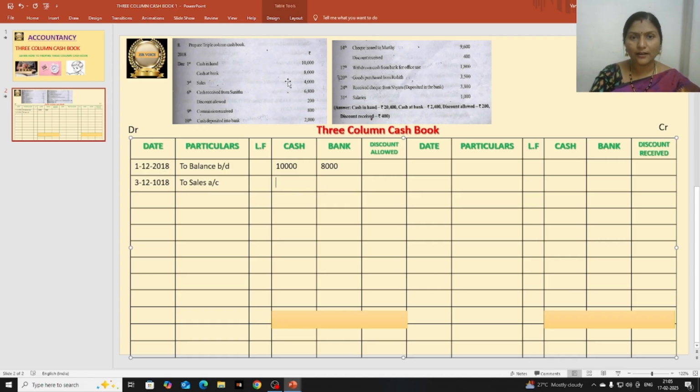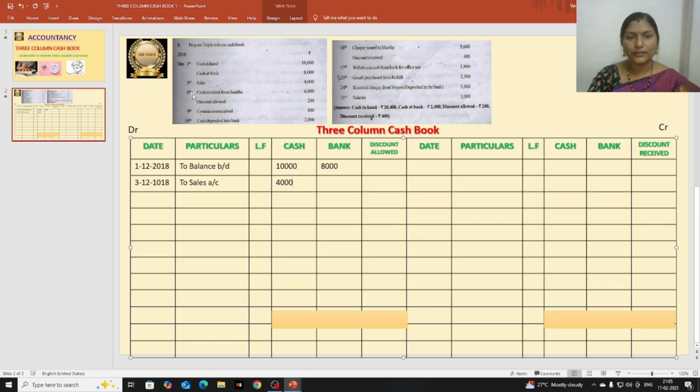Okay. Let us move and record in cash column. You can see here 4,000. What is the amount for sales? 4,000 only. So I am writing 4,000 in cash column. Let us go and discuss the next one. 6th date. Cash received from Sunita 6,800.